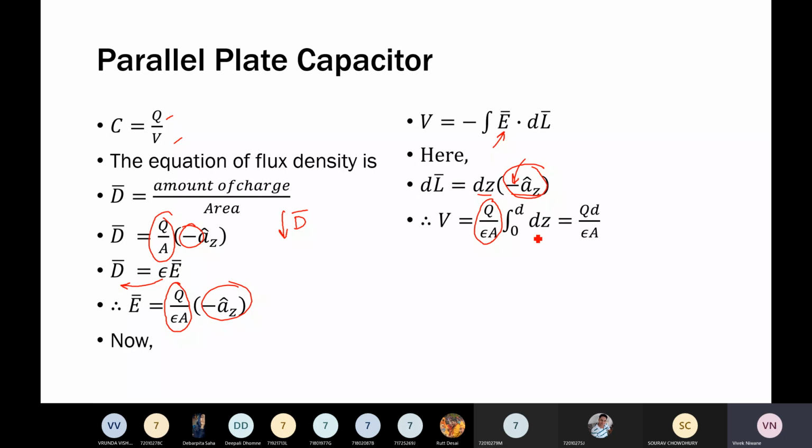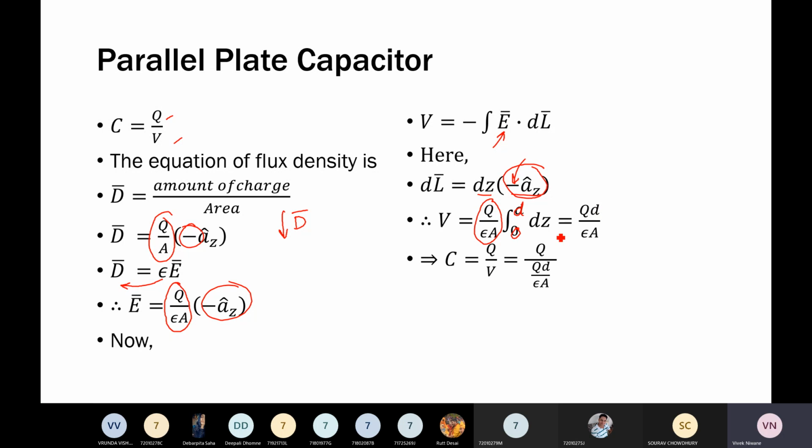az is equal to 1. So we are left with dz, and the distance in between the two plates is d. So the integration limits are 0 to d. Solving the integration we end up with V is equal to qd upon epsilon A. So put the value C is equal to Q by V.